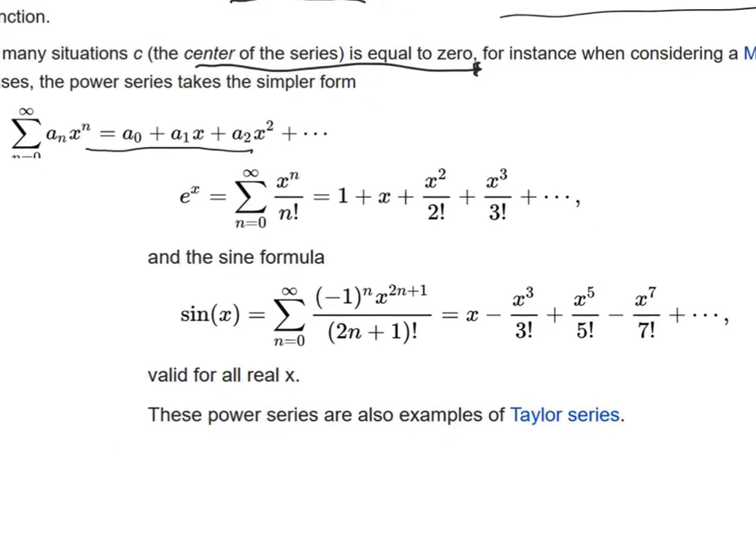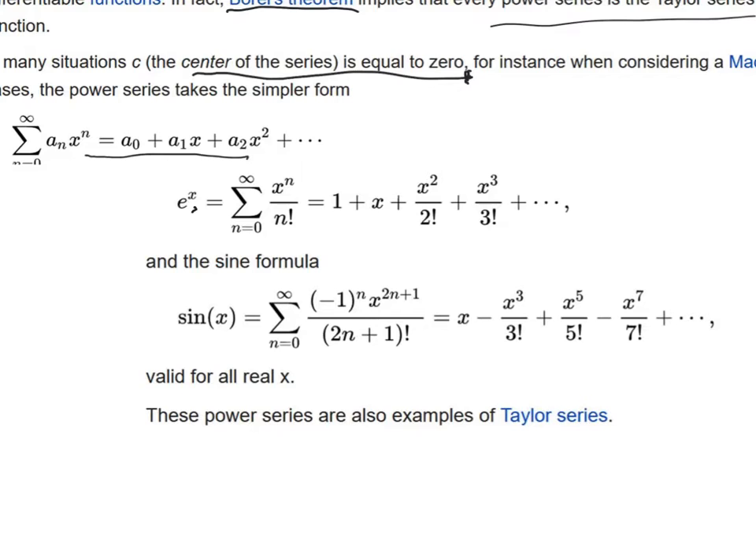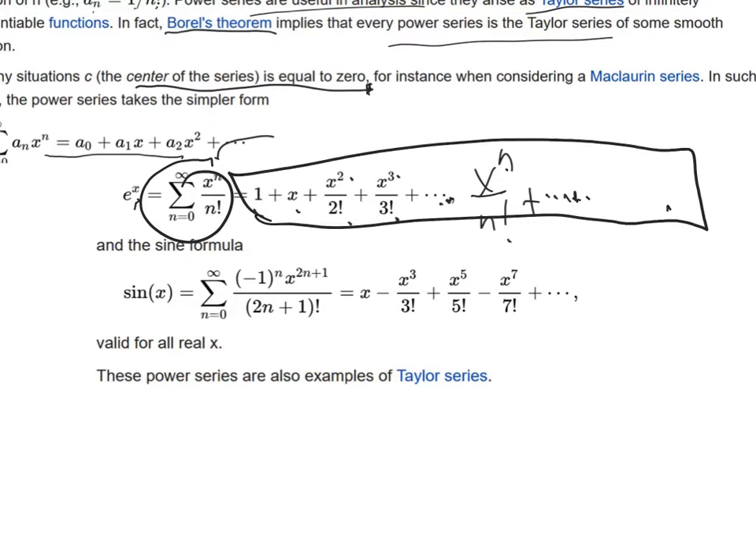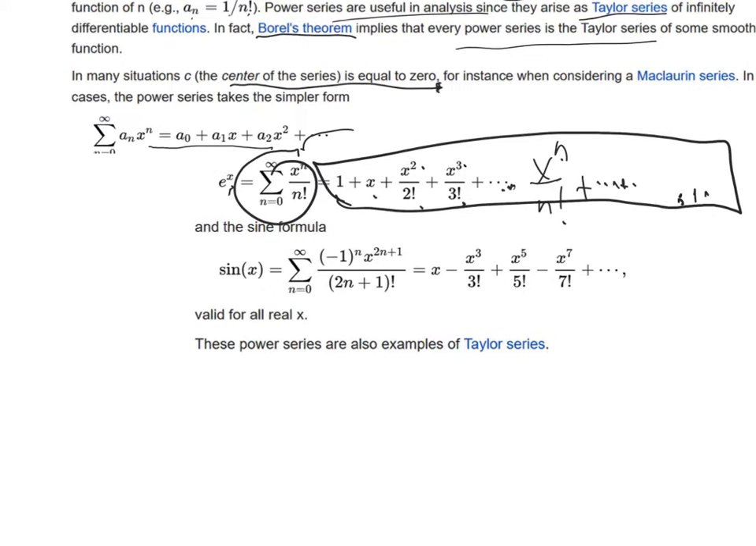Recall e to the x, centered at 0, was 1 plus x plus x squared over 2 factorial plus x cubed over 3 factorial, and the nth term is x to the n over n factorial. You can keep on going till you get to the last term, but the last term is to infinity. This is adding them all up, even if you could get to the infinity term. If you had them all to infinity, you would actually have the exact function e to the x.